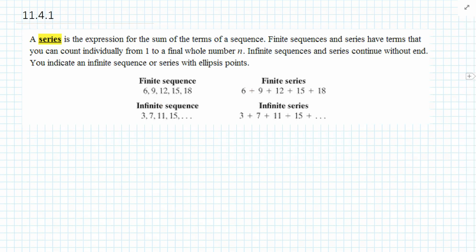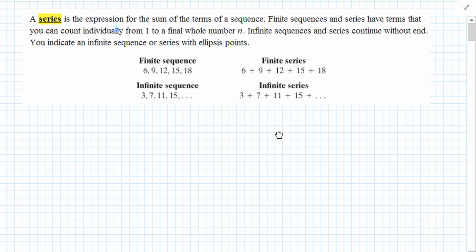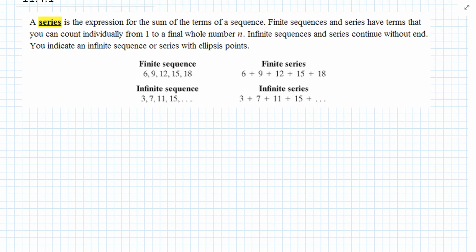So what is a series? A series is the expression for the sum of the terms in a sequence. Finite sequences and series have terms that you can count individually from 1 to a final whole number n. Infinite sequences and series continue without end. You indicate an infinite sequence or series with ellipsis points.